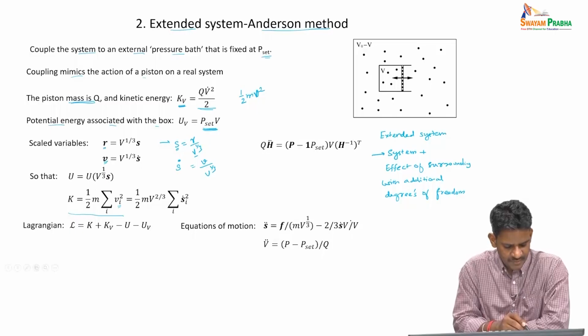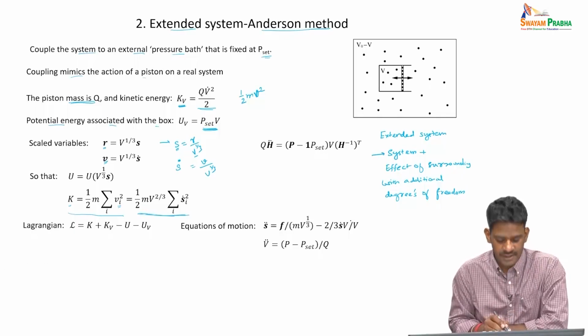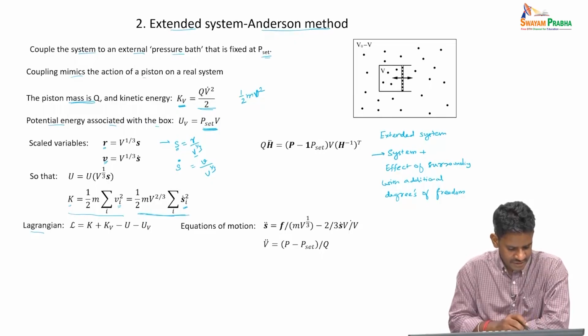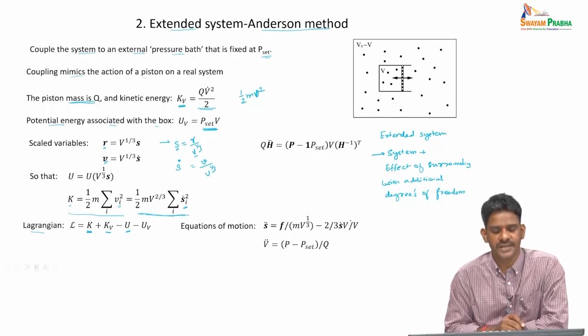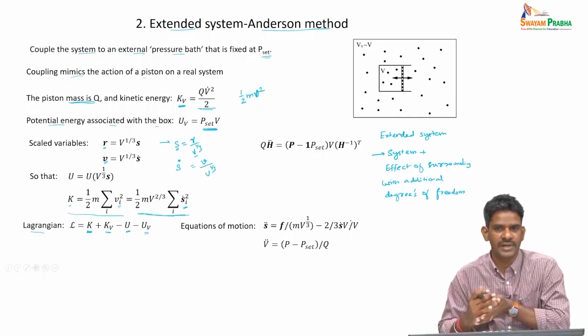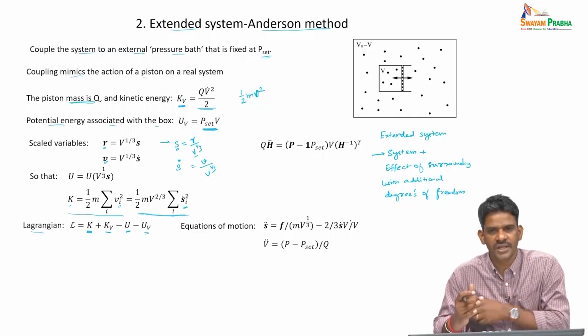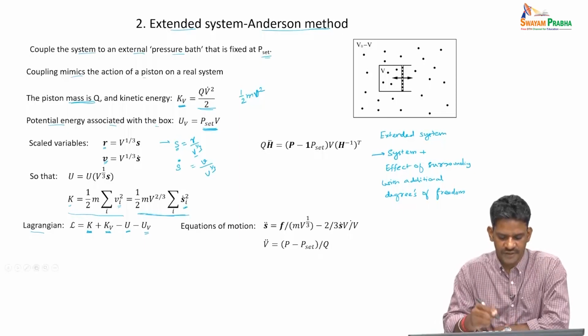Once you have the scaled variables like this, you can show that the kinetic energy can be written in terms of scaled velocities and scaled positions, and then we can define a Lagrangian, which is the difference between the kinetic energy and the potential energy of the system. In addition to that, we also have the extra kinetic energy and the extra potential energy corresponding to this coupling. So the effect of coupling of the system with the surroundings is manifested through this additional kinetic energy and potential energy.